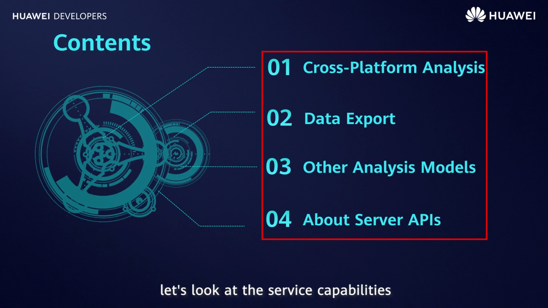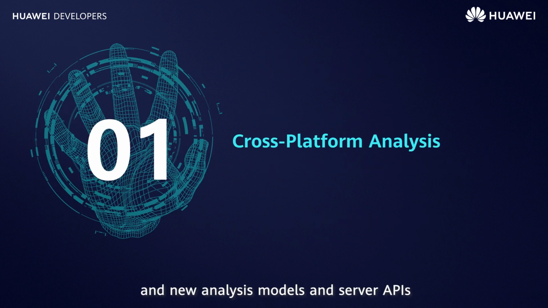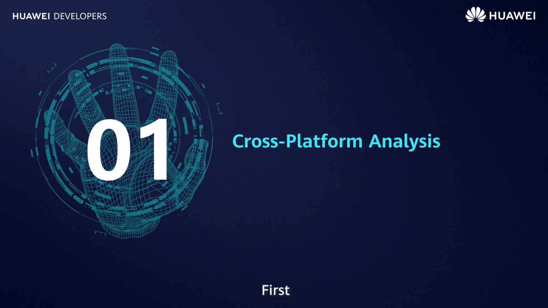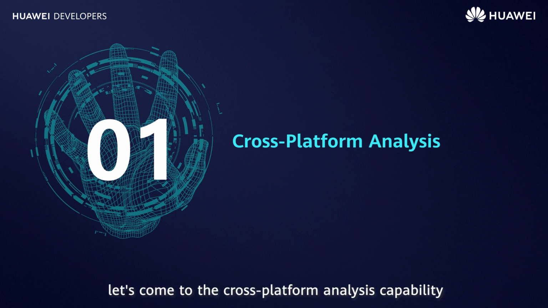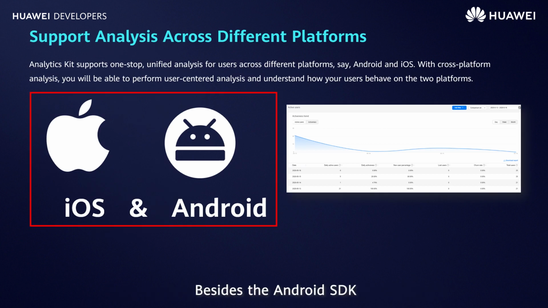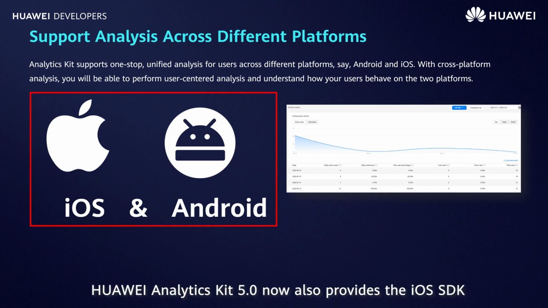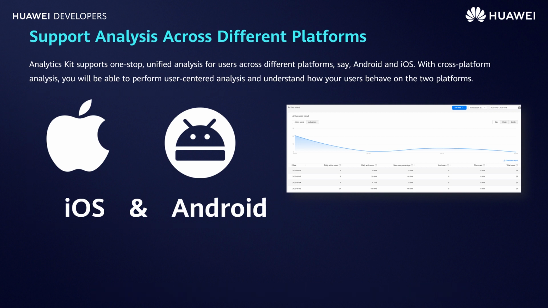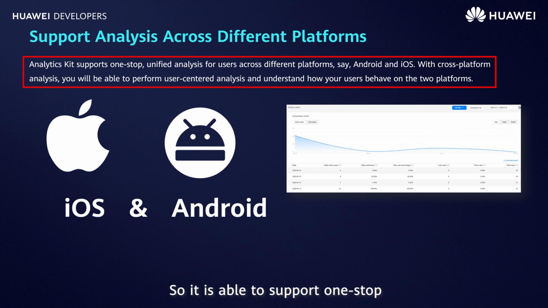Now let's look at the service capabilities. Typical ones are cross-platform analysis, data export, and new analysis models and server APIs. First, let's come to the cross-platform analysis capability. Besides the Android SDK, Huawei Analytics Kit 5.0 now also provides the iOS SDK, so it is able to support one-stop, unified analysis for users across different platforms.